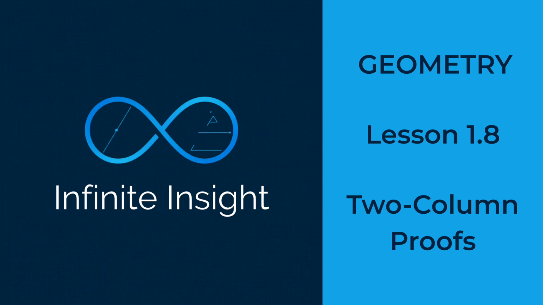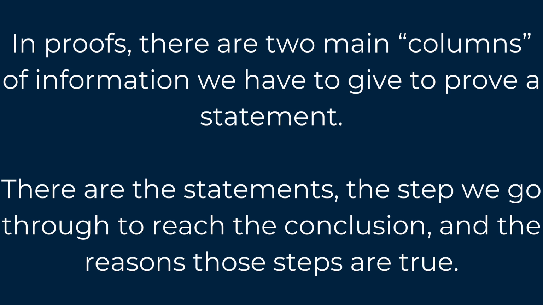Alright, let's begin. In proofs there are two main pieces of information, two columns of information that we have to give to prove a statement. There are the statements, of course, the steps that we go through to reach the conclusion, and the reasons those steps are true. For every statement, you also have to provide a reason. And that will be our foundation on which we prove more statements until we eventually reach the given conclusion.